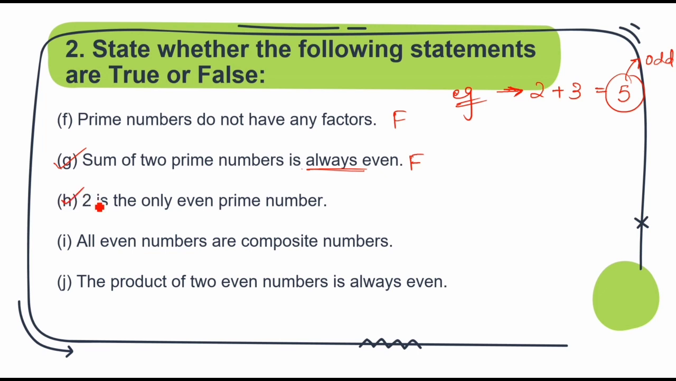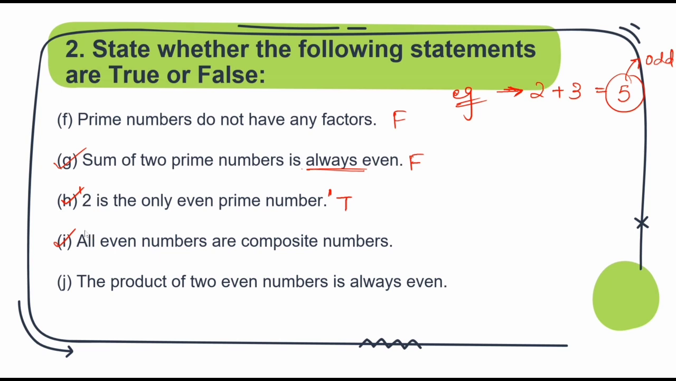Now for the H part, 2 is the only even prime number. This is the same statement I just told you in the last slide. You can keep this sentence as a note in your notebook, that 2 is the only even prime number. In the list of prime numbers, 2 is the only number that is even, or else every prime number is an odd number. So this is true.